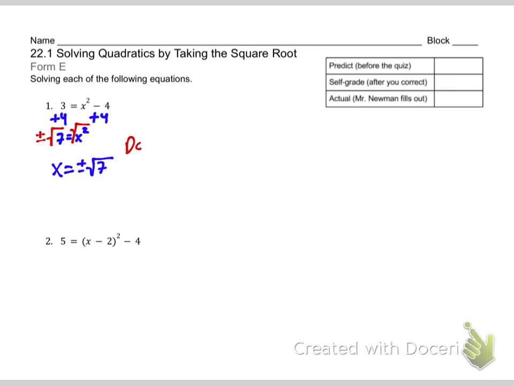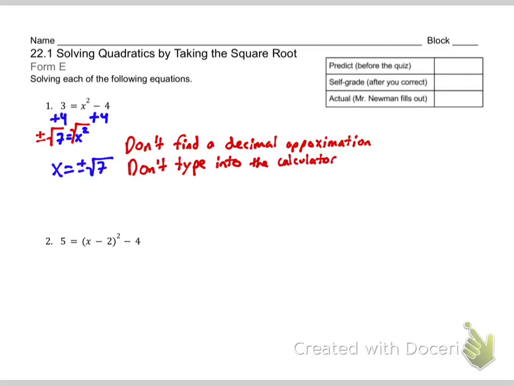Notice, do not type this in the calculator, and do not find a decimal approximation of this because, and I'll type this on the quiz, I want you to have an exact answer. That means leave it as a square root. We can't simplify it because there's no perfect squares inside of 7, but don't type that into the calculator to get another answer. This is actually your final answer. I will share at the end why you might want to type it in the calculator, but not to get a better answer.